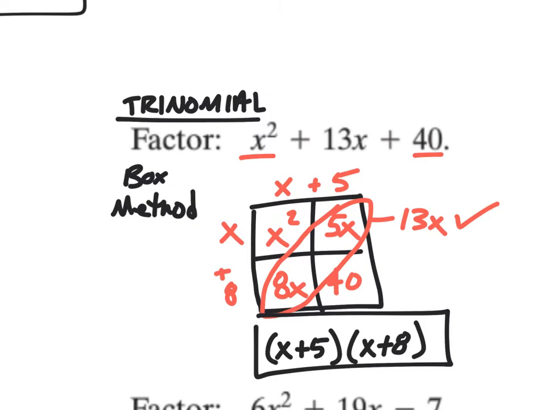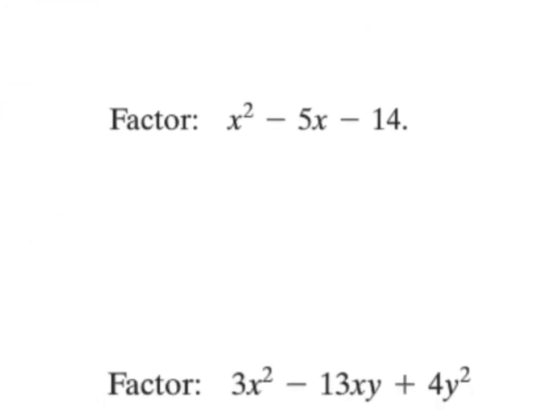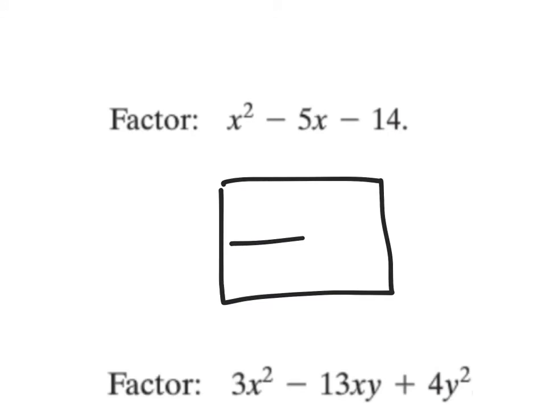Okay, so that's the answer. All right, let's take a look at a couple of others. This is a trinomial. So I'm going to do the box method on this one. I'm just going to draw my box. Okay, and then I'm going to put my first term, x squared, here. I'm going to put my last term, negative 14, here. Now, 2 numbers that multiply to x squared is just going to give me x and x.